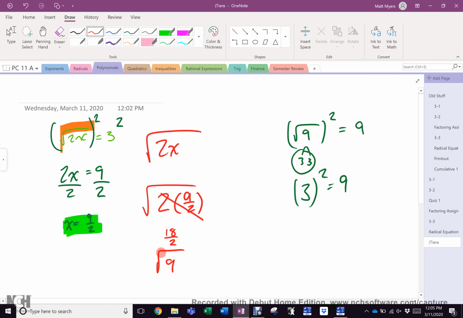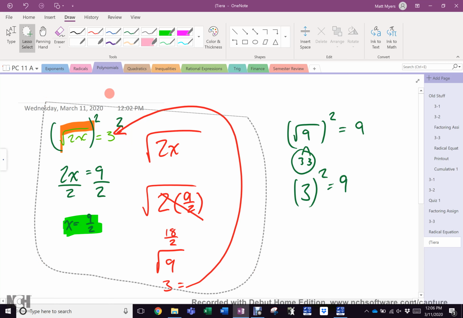So now I have the square root of 9. What is the square root of 9? 3. Does 3 equal 3? Yes. That is the only math you need to know to do this that is new. That's it. Everything else you already know how to do.